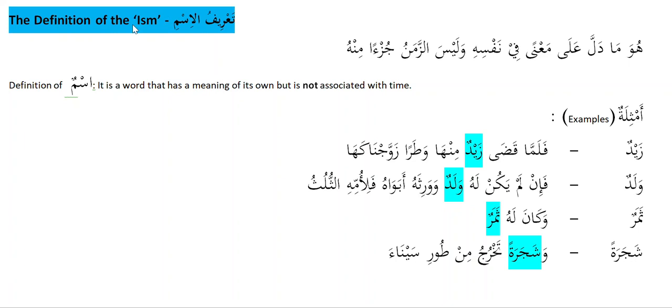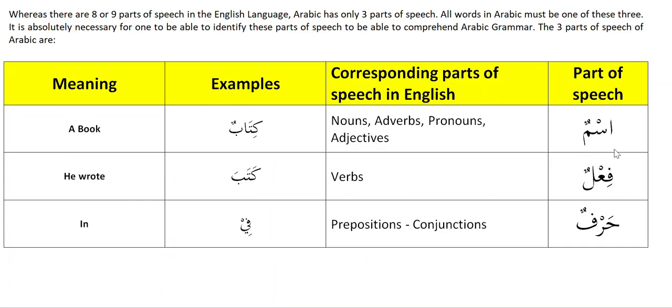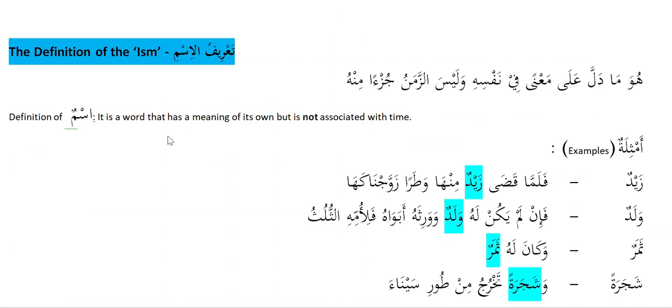And I didn't translate ism because if I say noun, then I'm excluding adverbs and I'm excluding adjectives. Are you following me? So I say ism, the ism. And that's why I put it in quotation marks. Here we say ismun, which means an ism, and al-ism means the ism, the noun, if you wish.